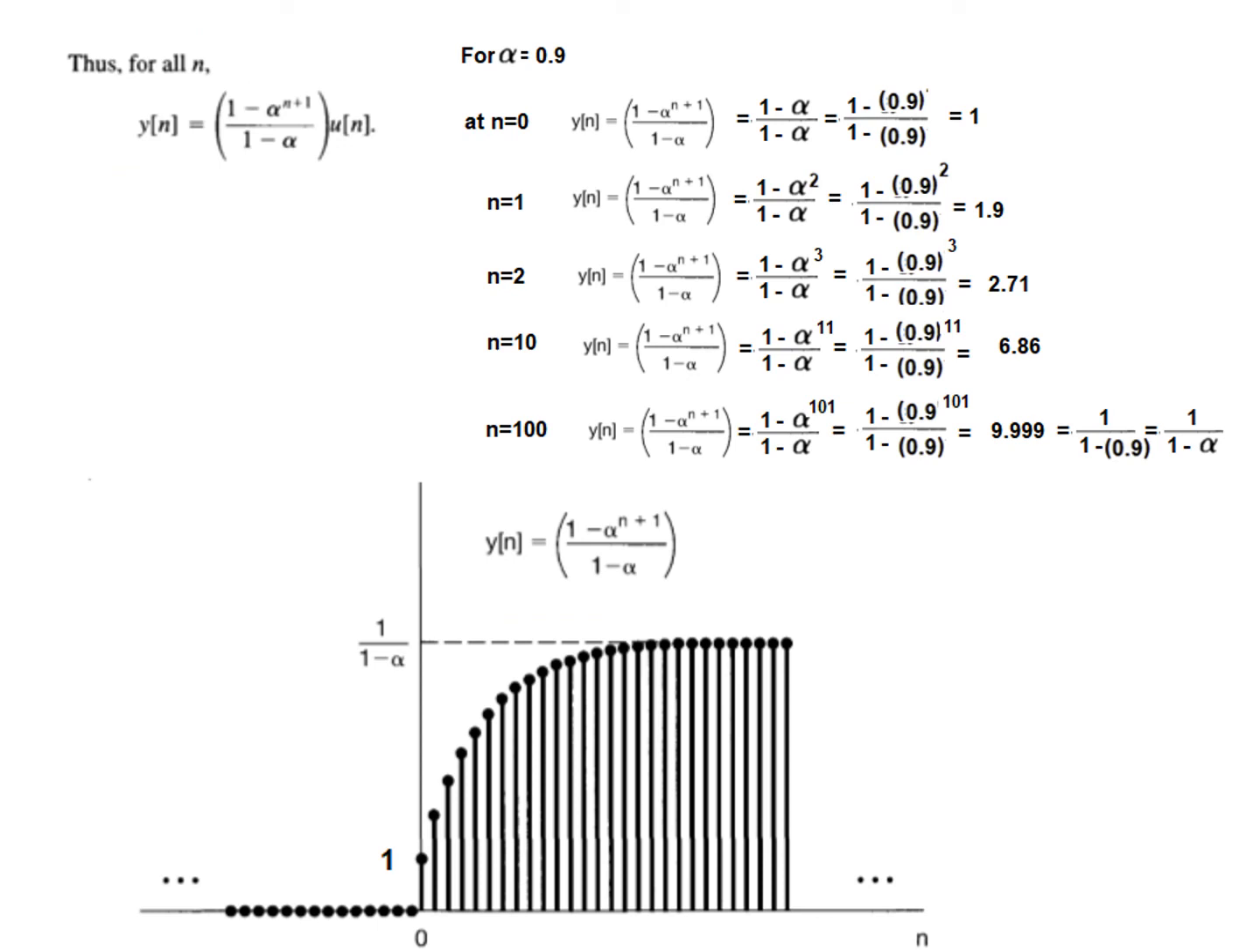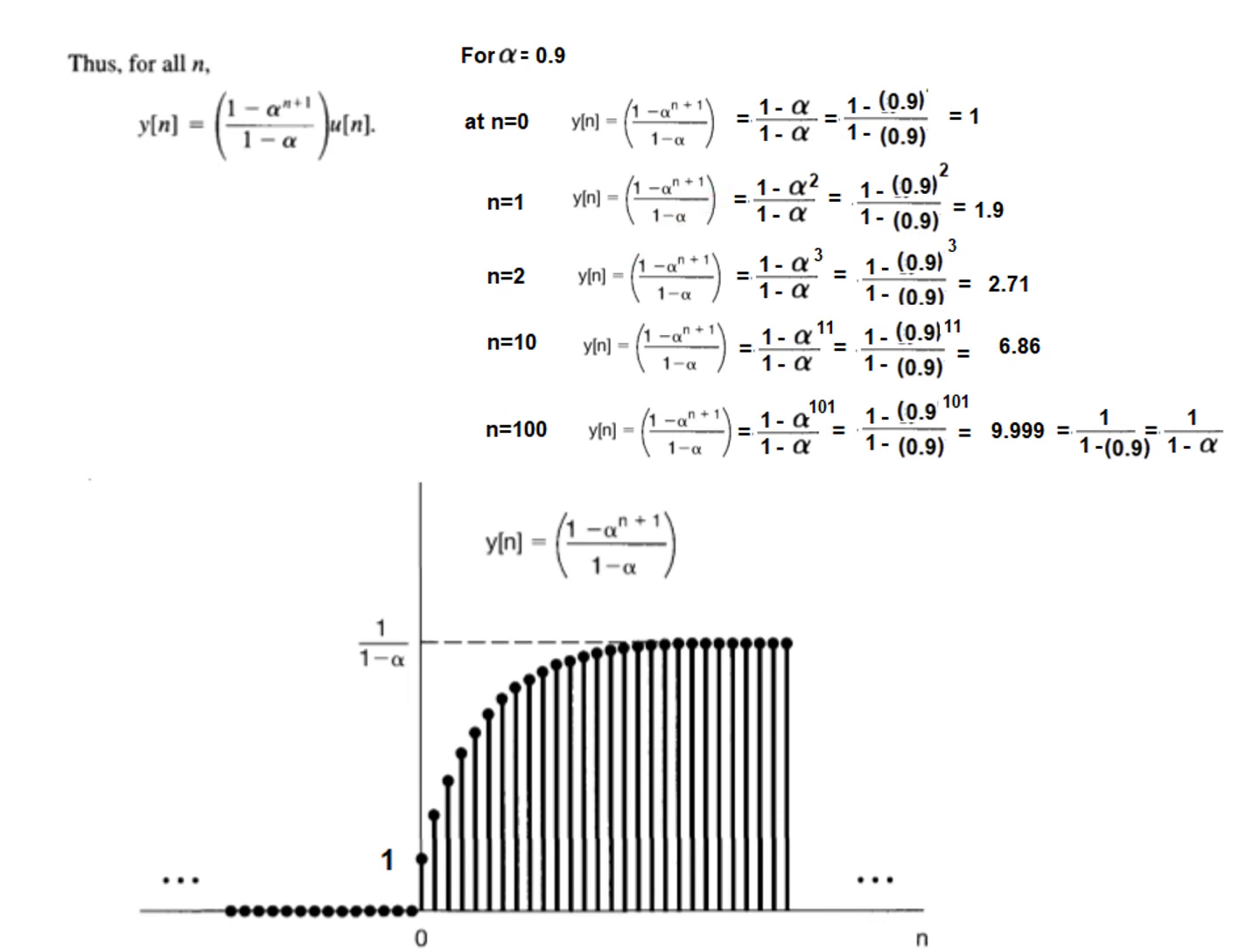Okay, now to get an idea about how the plot will look like. So this was the output, and we just take a couple of values of n, and we had alpha equal to 0.9 that we had assumed. So when n is 0, this term will become 1 minus alpha. So 1 minus alpha at the top and 1 minus alpha at the bottom. So this will become 1. If you want, you can just put the value of alpha, 0.99, still the answer remains 1. So the starting point at n equal to 0 is 1.